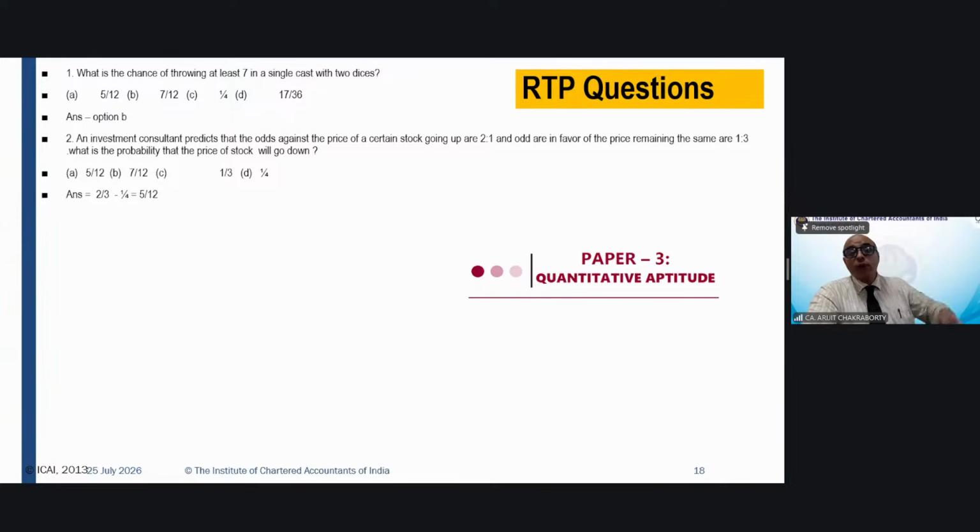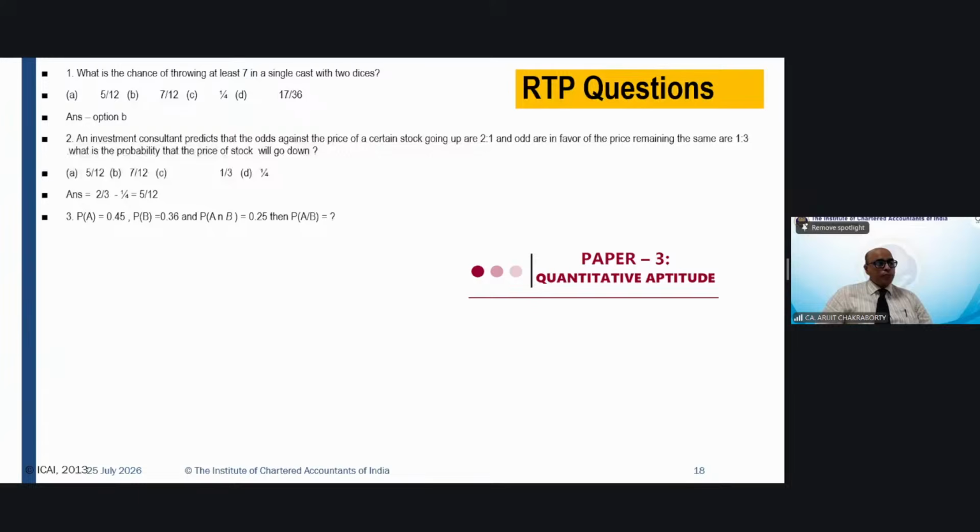We have to find the probability that the price of the stock will go down. This is the remaining option. Therefore, the sum is 2/3, and from there we deduct the probability of the price remaining the same. So 2/3 minus 1 by 4 gives you 5 by 12. This is the probability that the price of the stock will go down.